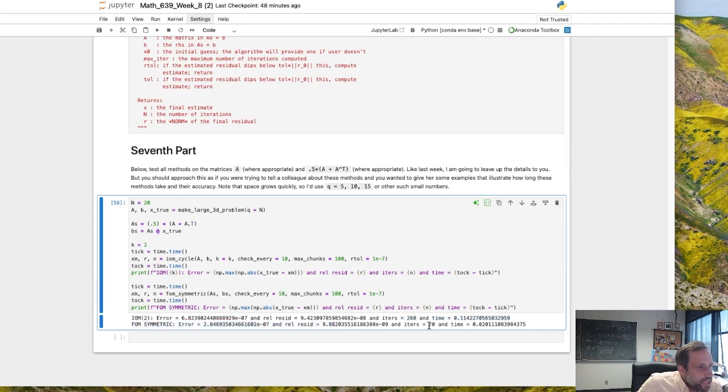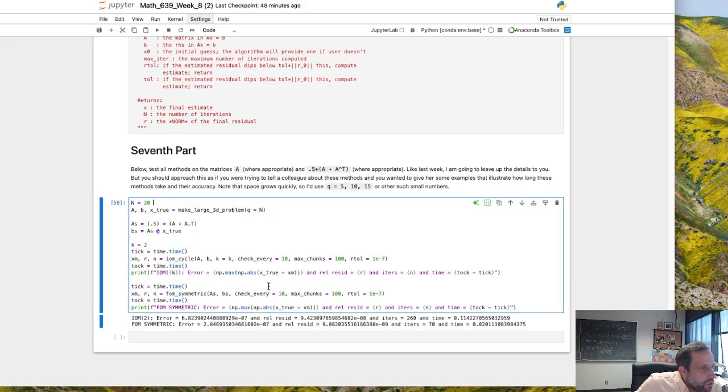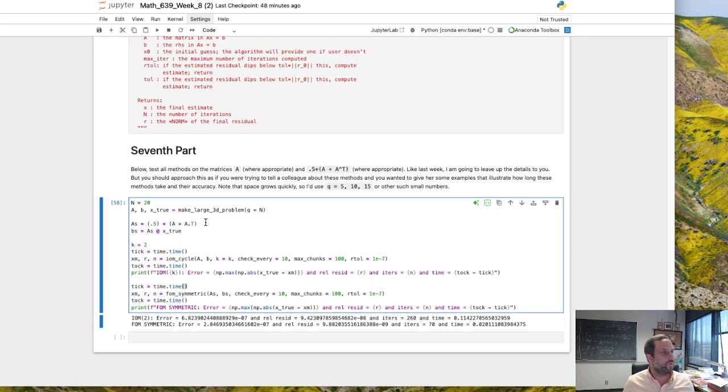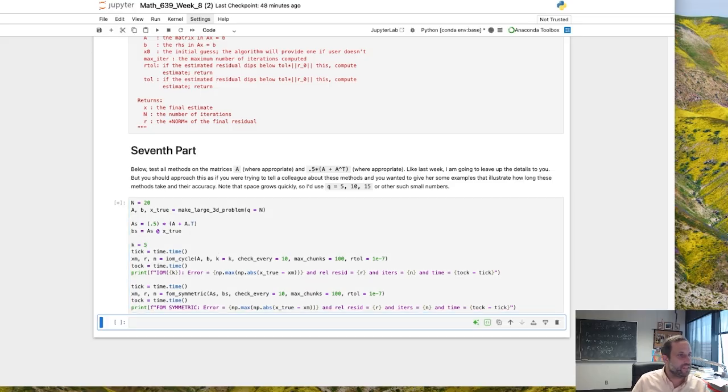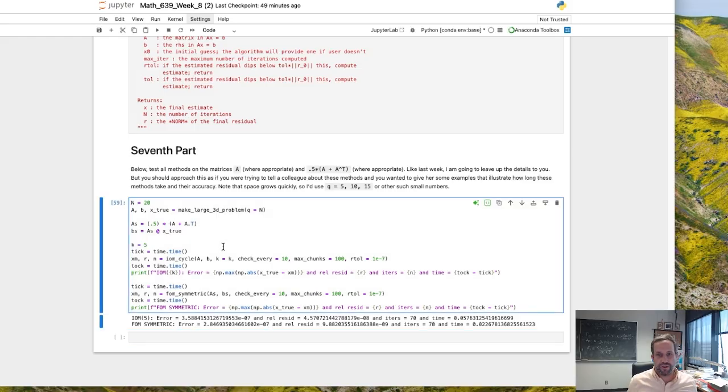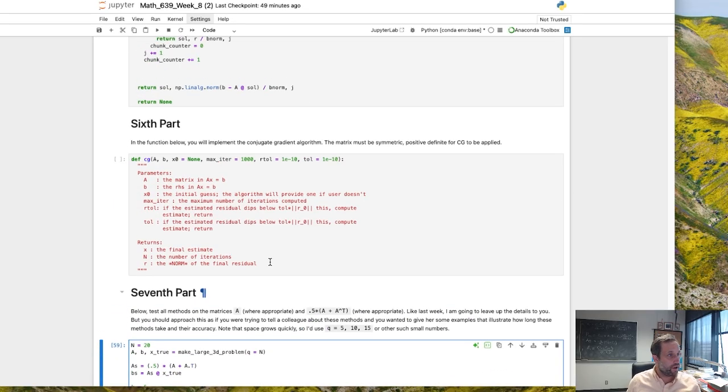I think an interesting thing that, well, okay, no, never mind. I'm misreading this. So for n is equal to 20, if I run the FOM symmetric, so the full orthogonalization symmetric, it takes 0.02 seconds, and then it's going to be 0.1 second and 260 iterations for the incomplete orthogonalization method. I don't know what happens if I change this to 5, if I get something different. Okay, so again, I'm not going to play around with this anymore, but I think it's interesting, and it's definitely something that you can play around with on your own.